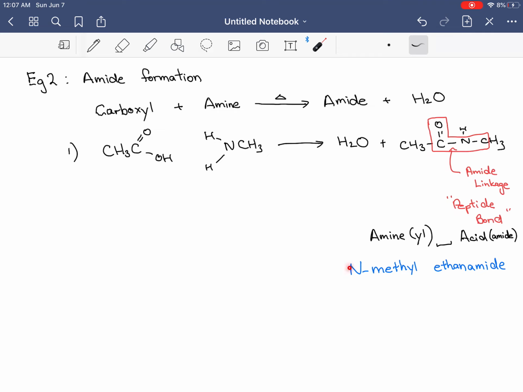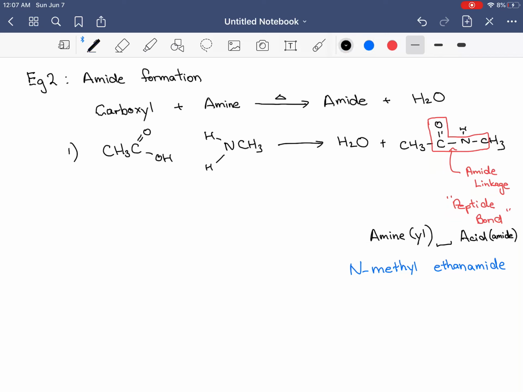But, of course, a lot of textbooks like to put that N. A lot of chemical bottles, if you have a bottle of N-methyl ethanamide, you'll see this N. So, hey, just put that N in front. Okay.